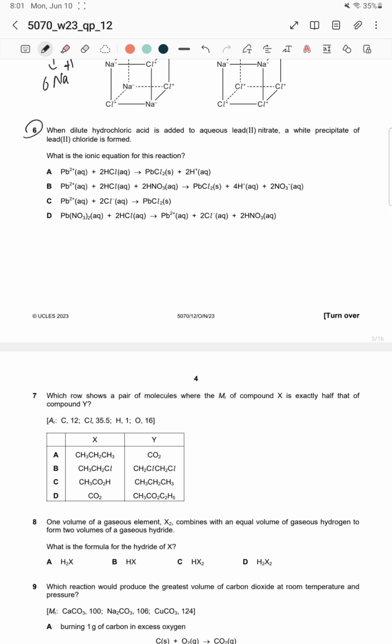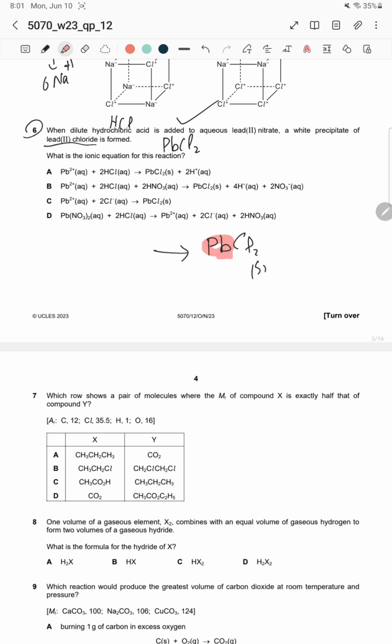When dilute hydrochloric acid, that is HCl, is added to aqueous lead nitrate, a white precipitate of lead chloride is formed. From the solubility table, you know lead chloride is insoluble in water. What is the ionic equation for this reaction? That's really simple. For an insoluble salt, dear students, I told you, for the ionic equation, you will just write the ions of the cation and anion involved in the formula of the salt.